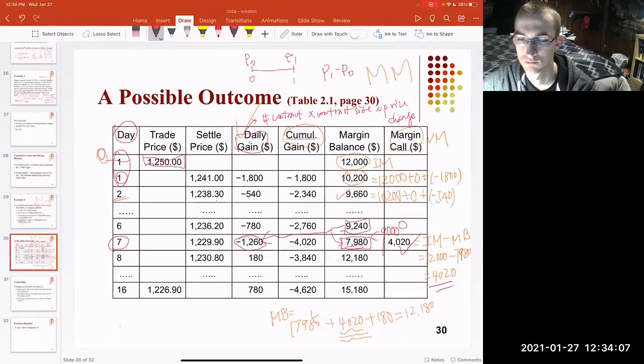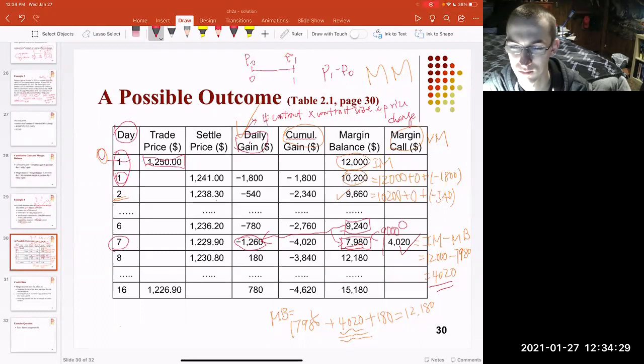Any question before we move on? Professor? Yes. I have a question about day 16. If the trade price is lower than the settle price for day 8, then how come the margin balance is higher by about 3,000?